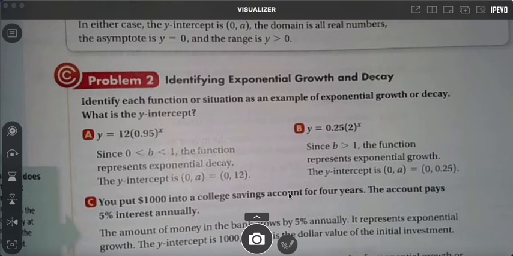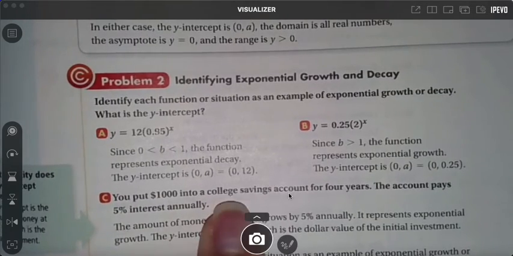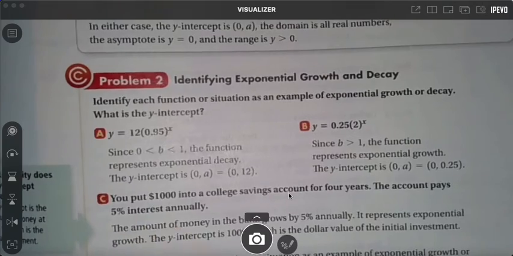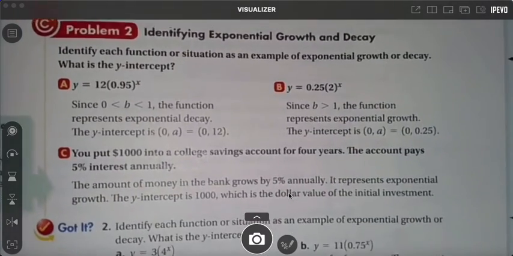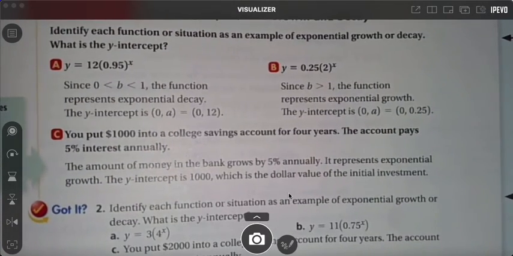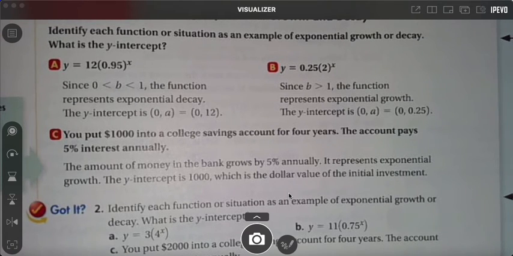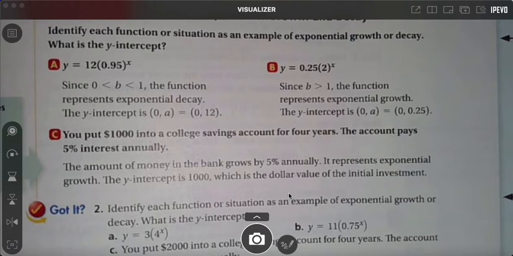This one, well, if you're putting into a savings account and it pays 5% interest annually, don't think about numbers here. Just think about what's going on in the situation. Is it going to make money, or are you going to lose money? You're going to make money, so we call that growth. Okay, just think of what it's telling you in that problem.